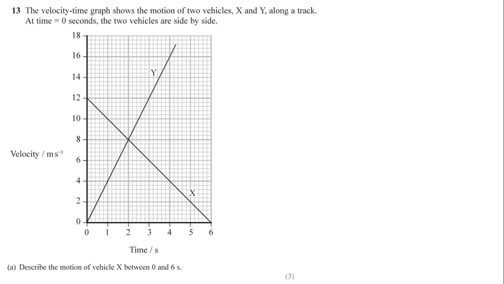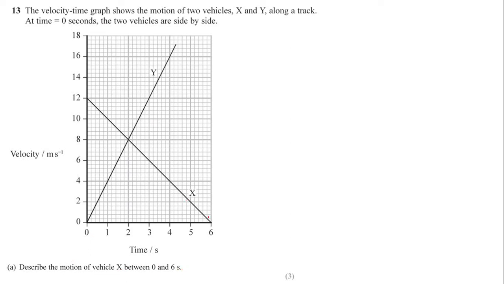Question number 13. The velocity time graph shows the motion of two vehicles, X and Y, along a track. At time t equal to 0 seconds, the two vehicles are side by side. Okay, velocity time graph is given. Vehicle X's velocity is decreasing. Vehicle Y's velocity is increasing. Describe the motion of vehicle X between 0 and 6 seconds.